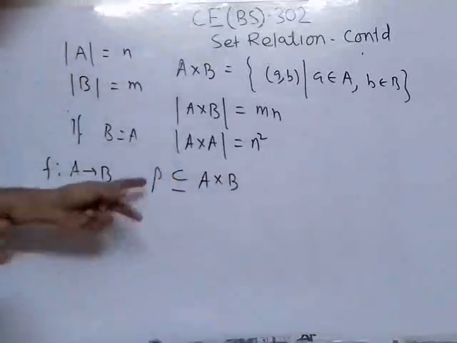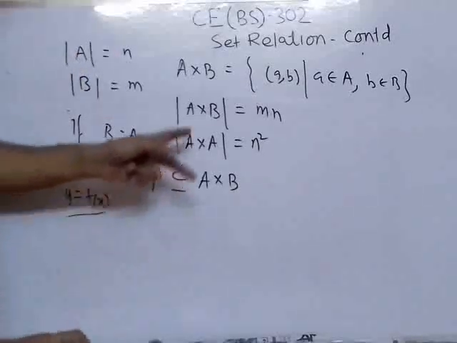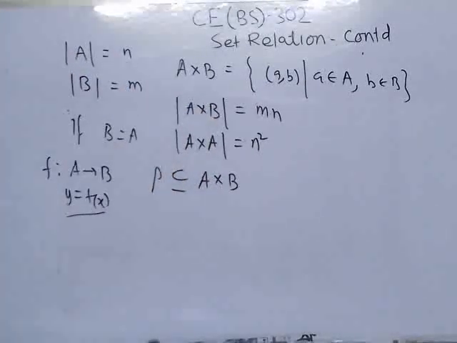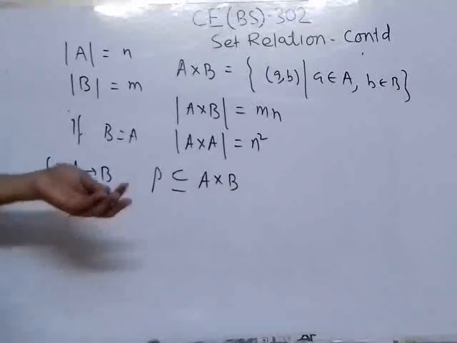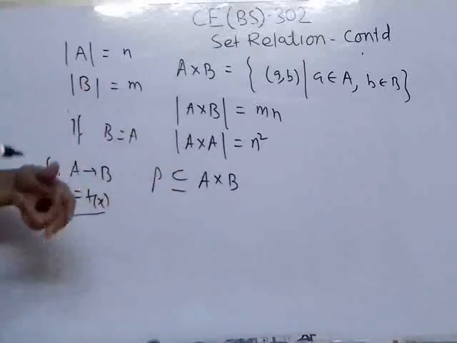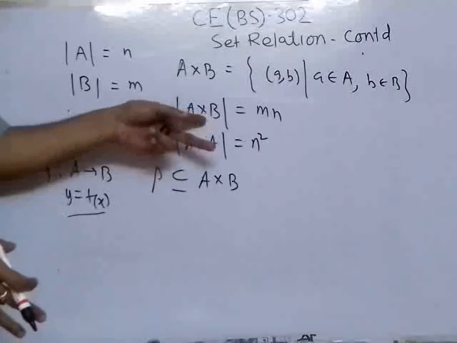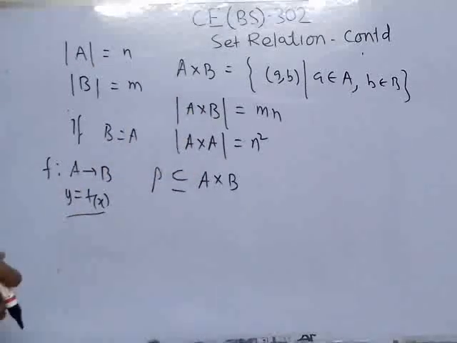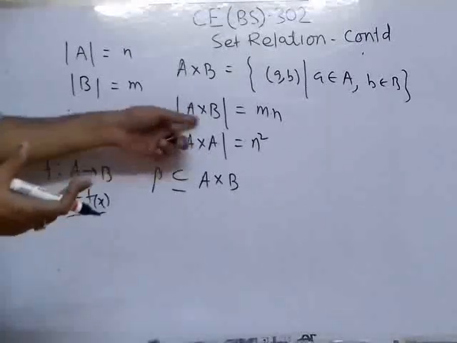So a relation rho will contain some ordered pairs from this A cross B. That means the total number of relations is just equal to the total number of subsets that we can construct, that we can obtain from the Cartesian product set A cross B. So how many subsets can be constructed from A cross B?